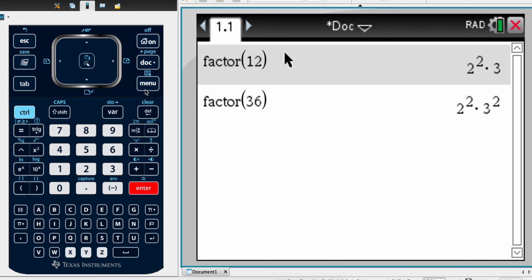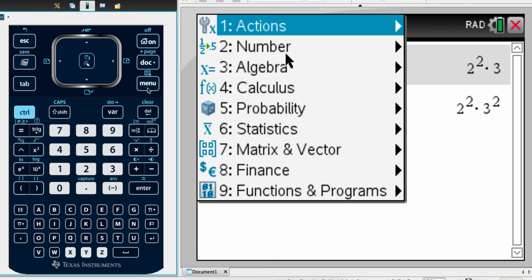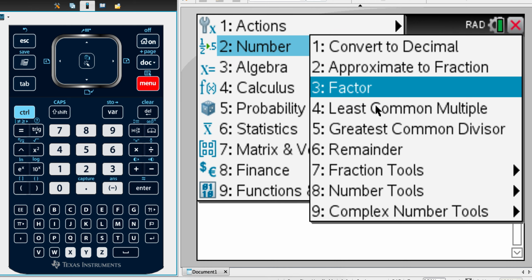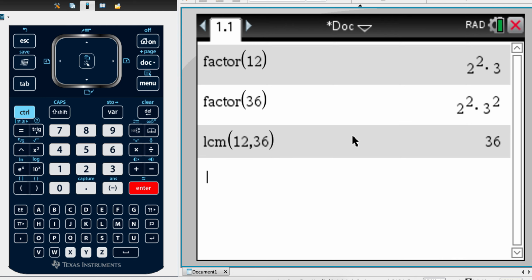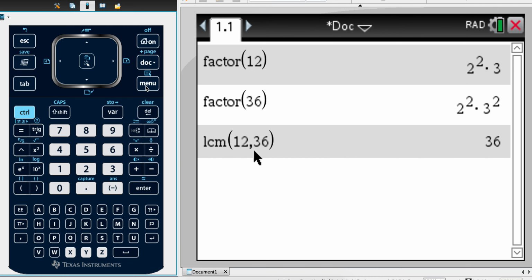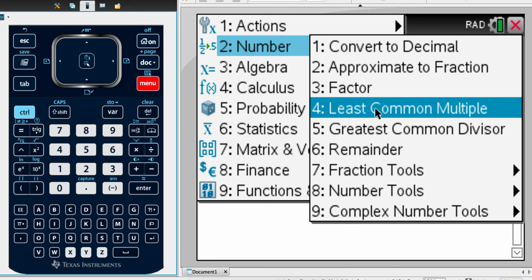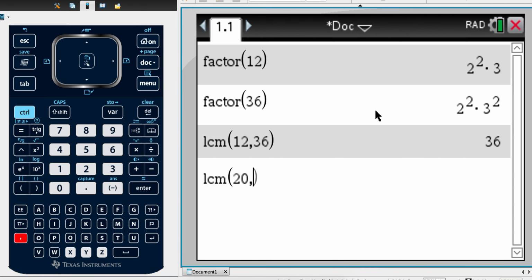If you are asked to find the lowest common multiple between two numbers, then we can do menu, number, lowest common multiple, and we type in the two numbers. So for example, 12, 36. And again we press enter, and then it will give me the answer. So it will tell me the lowest common multiple between those two numbers. So again, I could do that with a different pair of numbers. So 20 and 35, and 140 is the lowest common multiple.